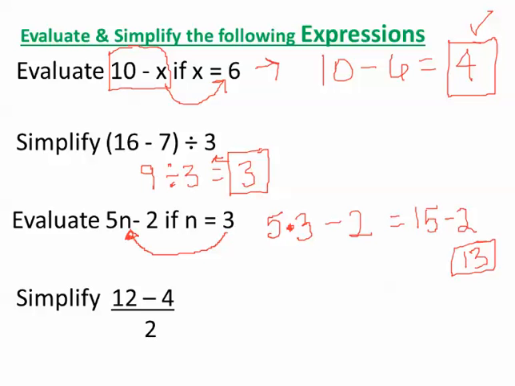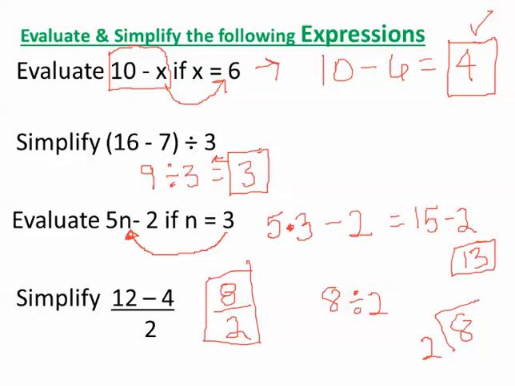Last one, and here I'm simply simplifying. I look and say 12 minus 4 and get 8 divided by 2. And in algebra, we're going to be writing it more this way as a fraction. And 8 divided by 2 can be simplified again to the number 4. So I simplified that last one and got the number 4.